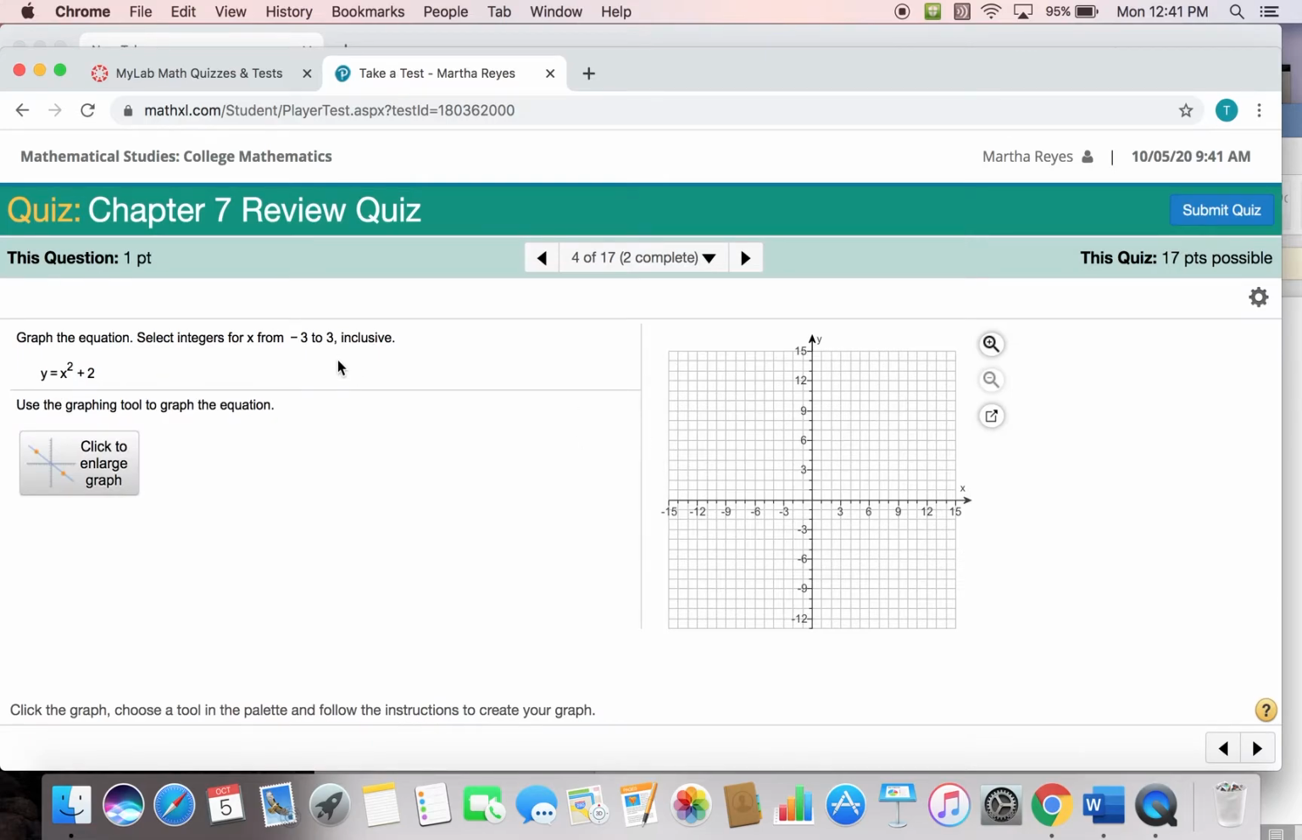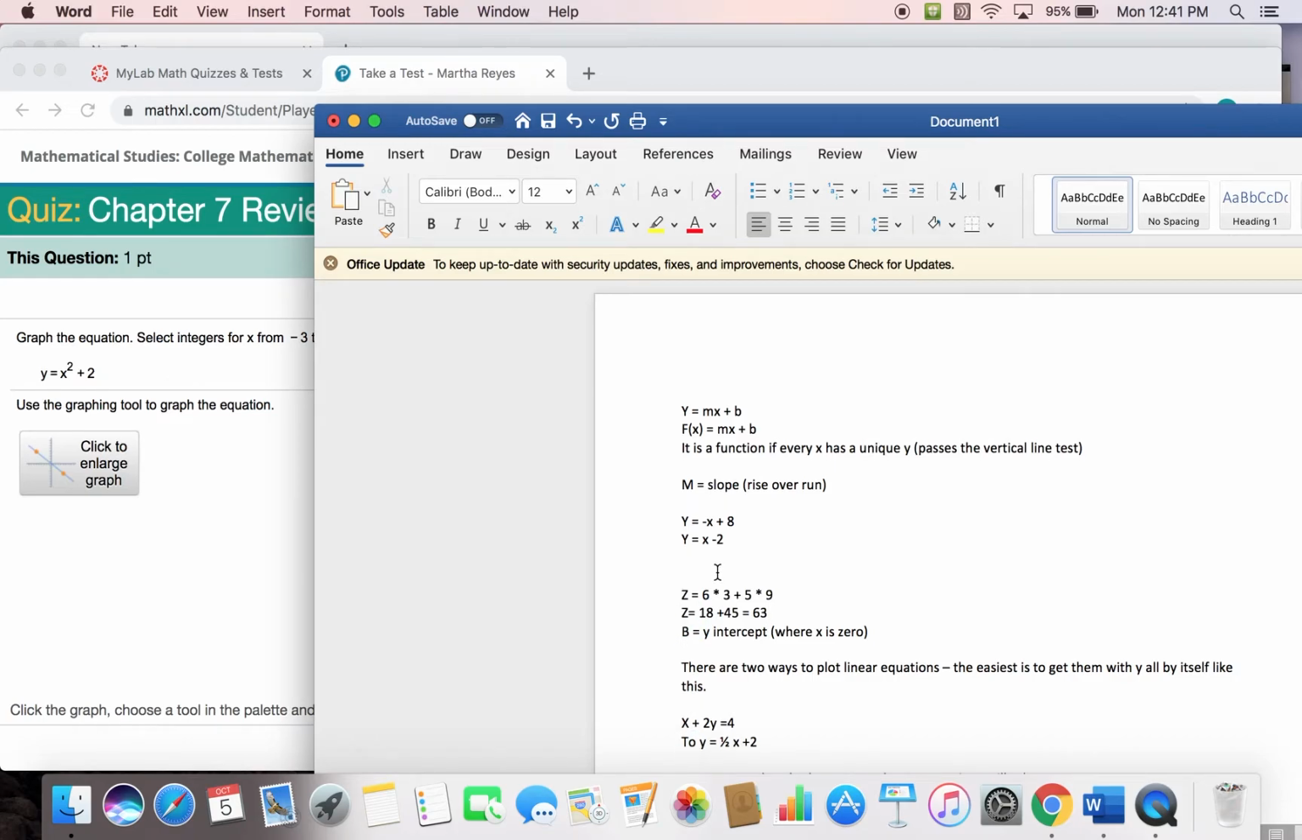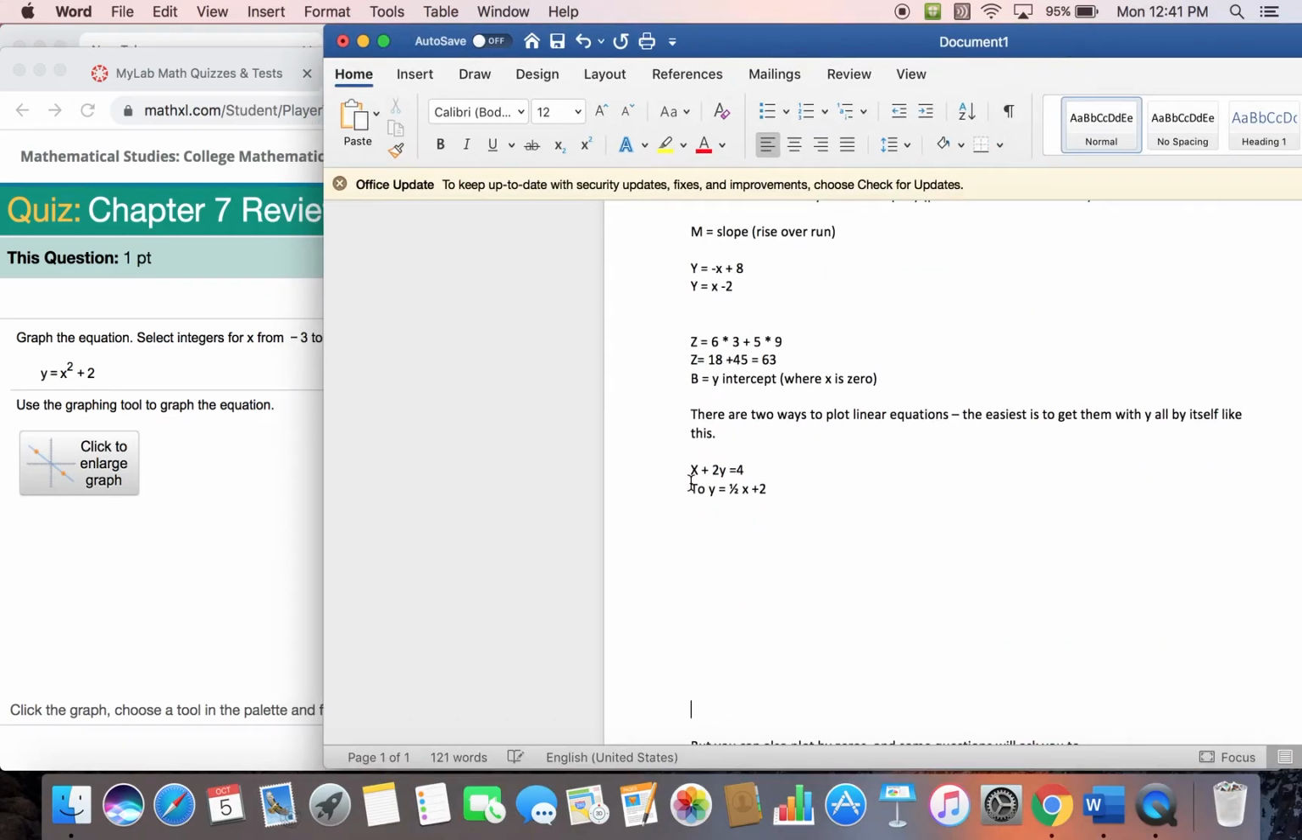All right, graph the equation. Now this is the thing. Select integers for x from negative 3 to 3 inclusive. You have been dealing with linear equations where x is just to a power of 1. As soon as you square something, it vastly changes the shape of the graph. So if you have an x squared and it's positive, right? So let me go down here. If x is squared, you have a parabola.